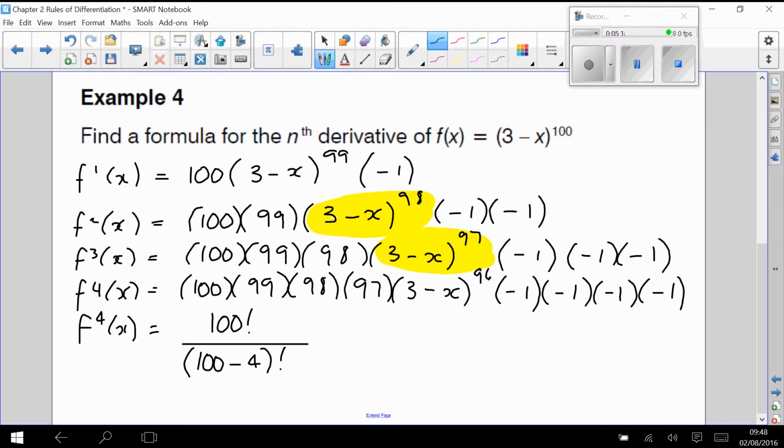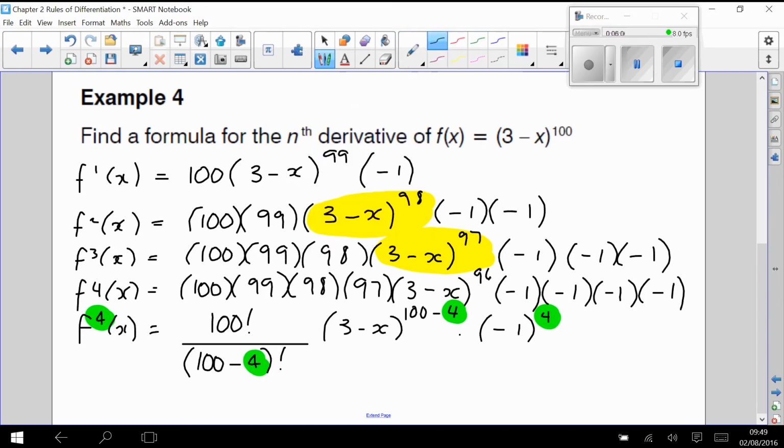Now that I've sorted out a pattern for those first 4 constants, I'm now going to look at the bracket. 3 minus x is raised to the 96. How can I write 96 using the number 4, which is the derivative number? Well, 96 is the answer when I say 100 minus 4. Then lastly, if I go to my minus 1's, I have got 4 minus 1 factors. If I highlight for you to show you what I have done, I've taken this number 4, I've used it here, and here, and here.